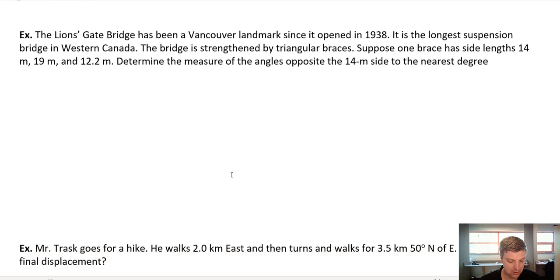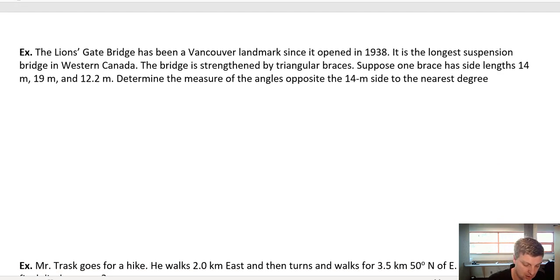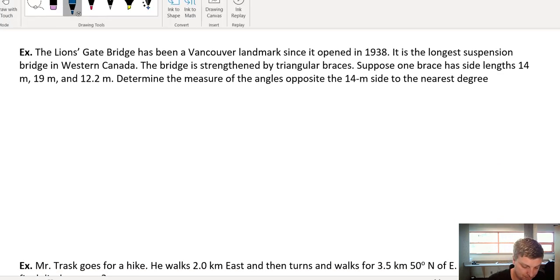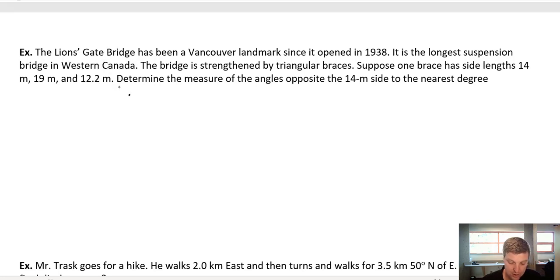Okay, so let's look at one more example here. The Lionsgate Bridge has been a landmark since 1938. It's the longest suspension bridge in Western Canada. Who knew? The bridge is strengthened by triangular braces. So if you look on the side of it, there are these triangular braces. Suppose one brace has side lengths of 14, 19, and 12.2 meters. Determine the measure of the angle opposite the 14-meter side to the nearest degree.